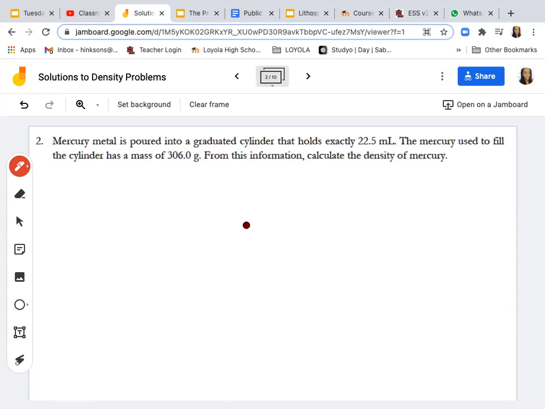All right, number 2. Mercury metal is poured into a graduated cylinder that holds exactly 22.5 milliliters. The mercury used to fill the cylinder has a mass of 30.6 grams. From this information, calculate the density of mercury. Anybody else? You 3, I know you know what you're doing. Oh yes, Lucas, he didn't talk yet today. All right, so what's the first thing that I'm doing?